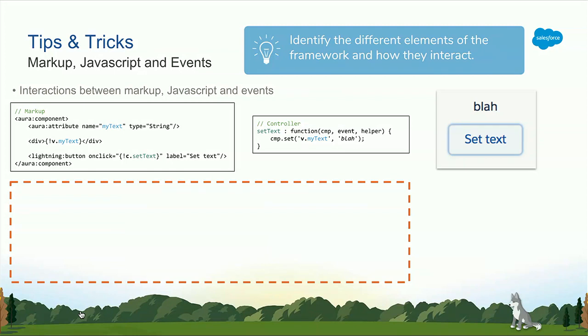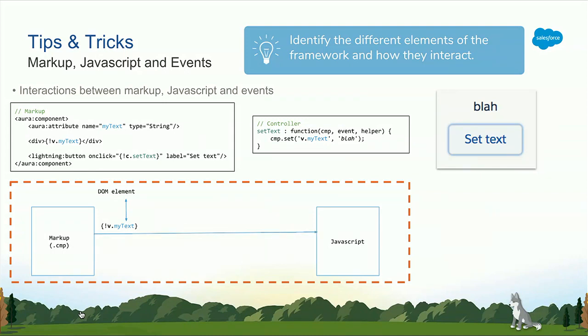So what's happening here, really? We are using 2 mechanisms to communicate markup and JavaScript. The first mechanism are attributes. Attributes have a bidirectional data binding with the DOM elements. This means that if the attribute changes, the DOM element will be refreshed. But if the value of the DOM element changes, the attribute will be refreshed as well. That's kind of what we're doing, setting the value of the attribute in our JavaScript code.